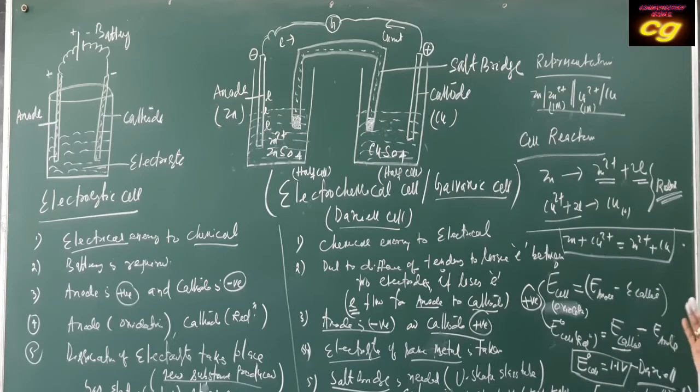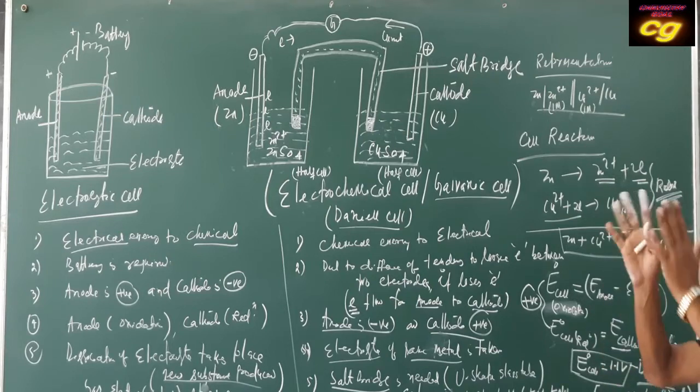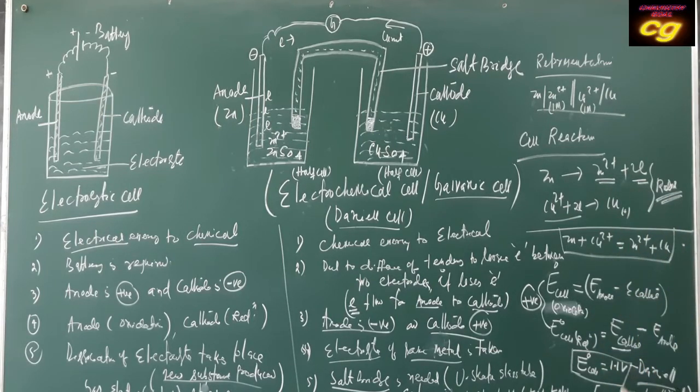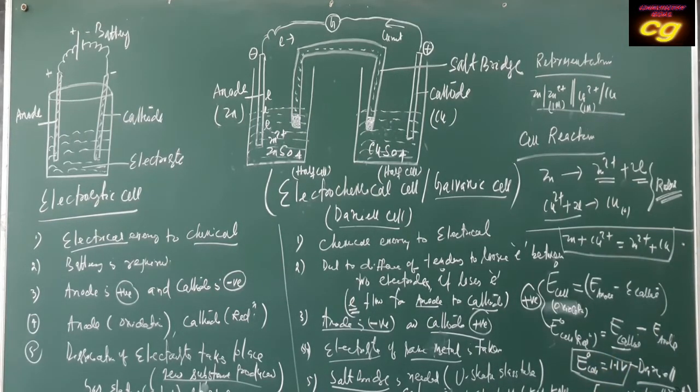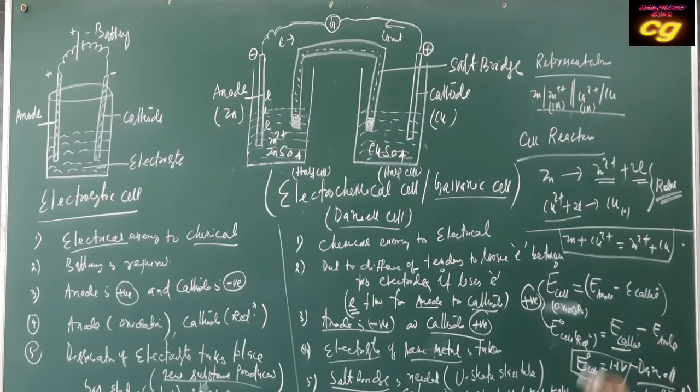But when you give exactly 1.1 volt, this 1.1 is the voltage difference between anode and cathode. When the voltage difference is 1.1 volt and you supply the same from outside, there will be no flow of current. But if the external voltage you supply is less than 1.1 volt, then it acts as an electrochemical cell.